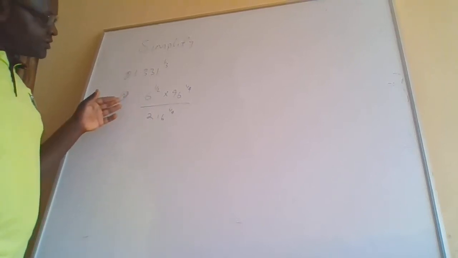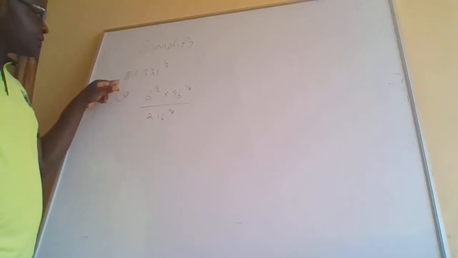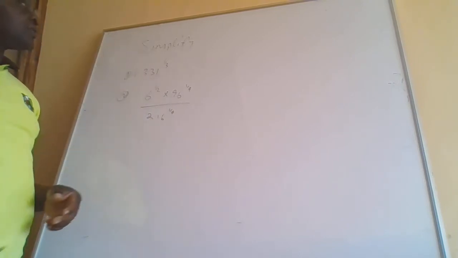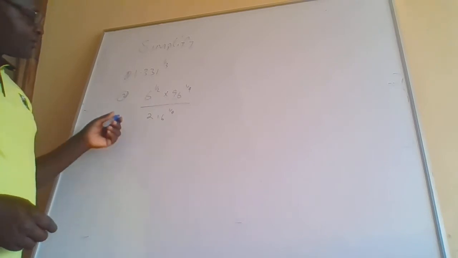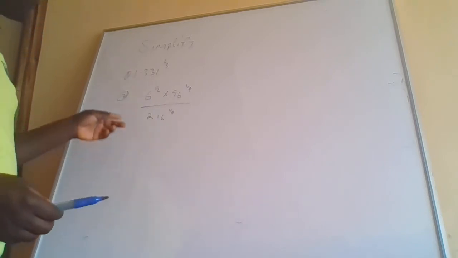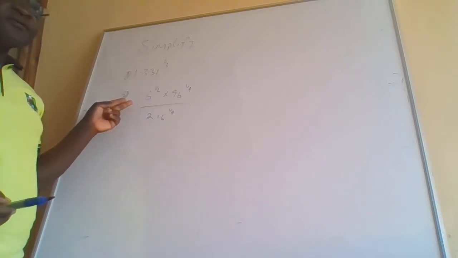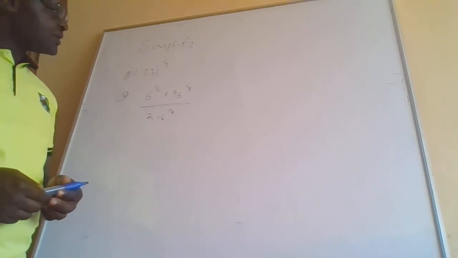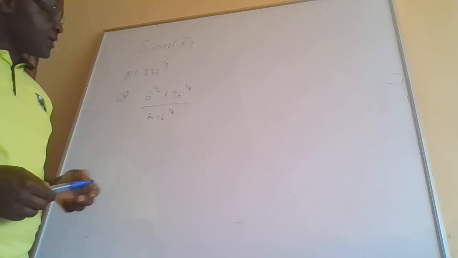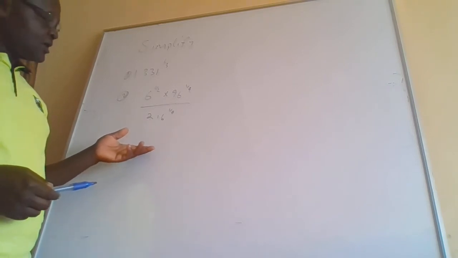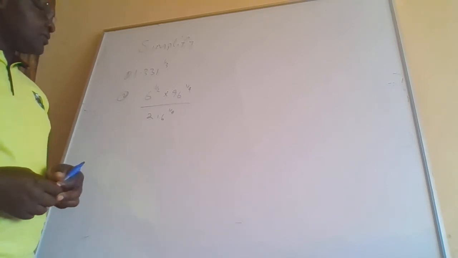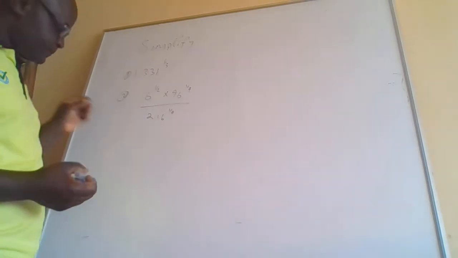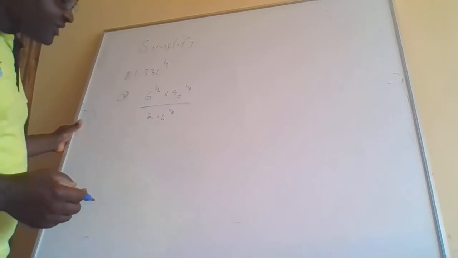We have here two equations. Equation 1, 1.331 raised to a third, and then the second equation, 6 raised to a half times 96 raised to a quarter, all over 216 raised to a quarter. They want us to simplify. So we shall start with the first equation.